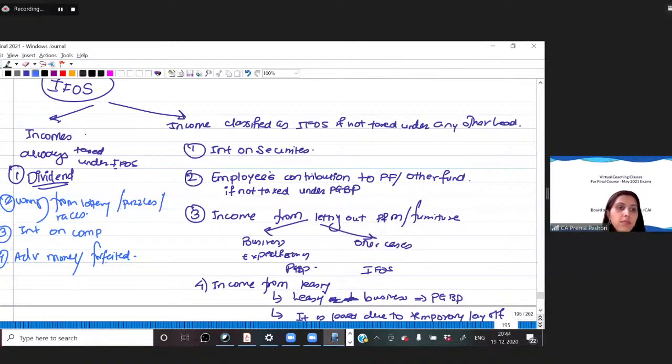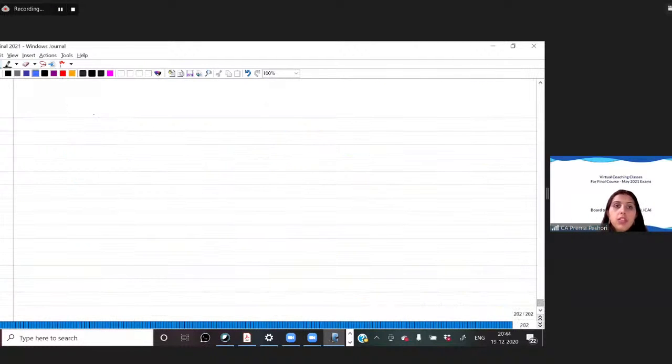Next, gifts received by all assessees. Now let's talk about the gifts. Gift taxation. Right? Now, how do we categorize the gifts? So 56(2)(x).